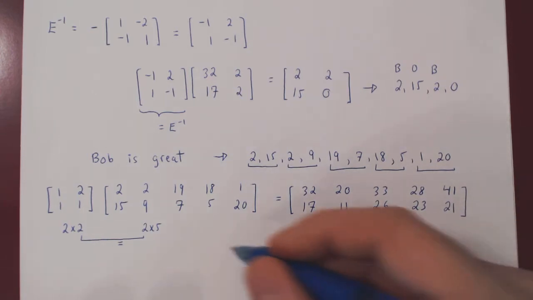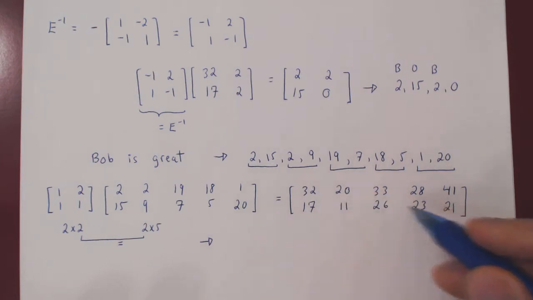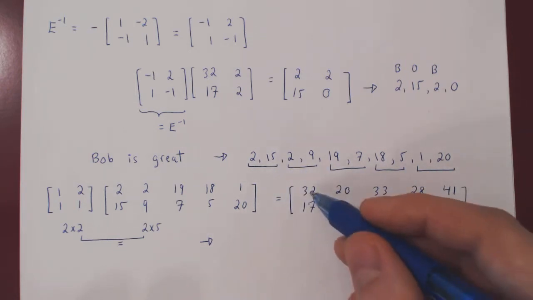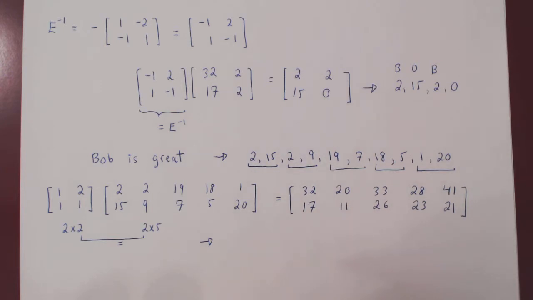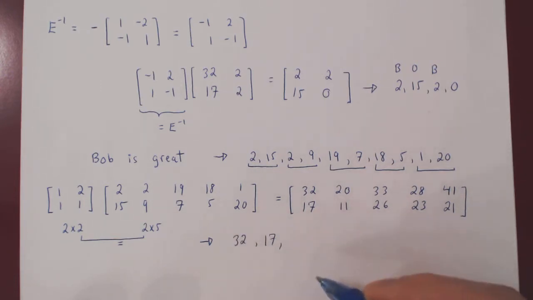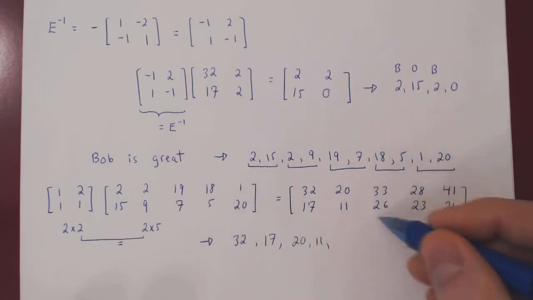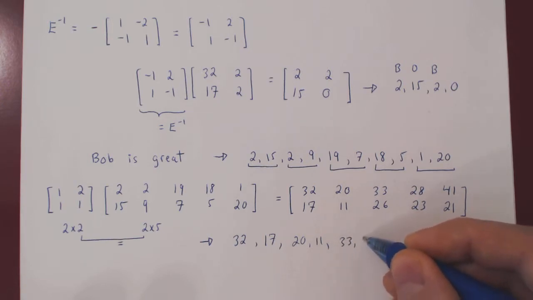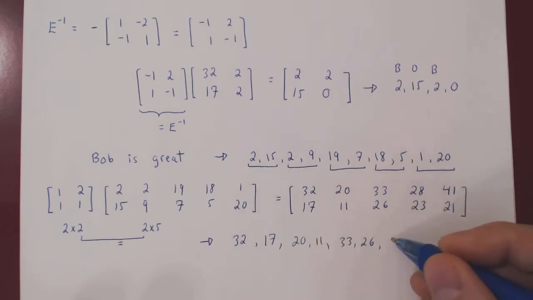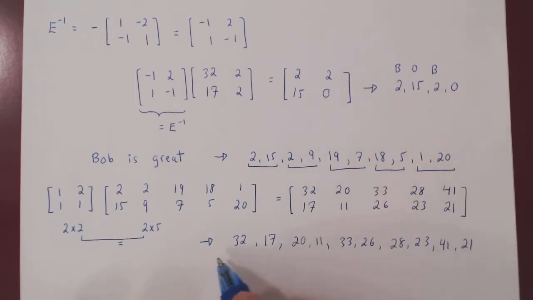And now we will send the following encoded message. Of course, we have to rewrite our columns back into string form. So the first column gives us the first string of 2 numbers, so 32, 17. Second string, 20, 11. Third string, 32, 26. Fourth, 28, 23. And fifth, 41, 21. And this is now the encoded message.